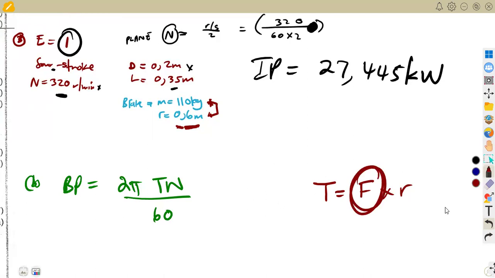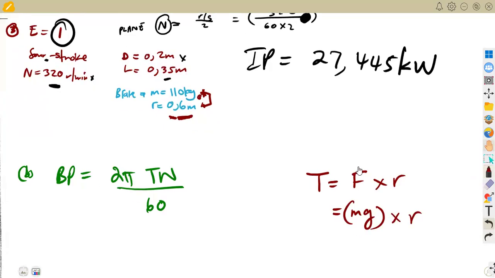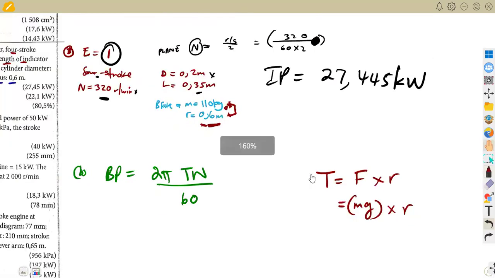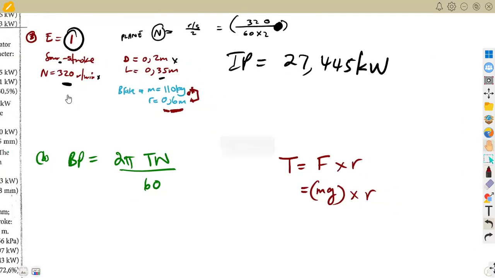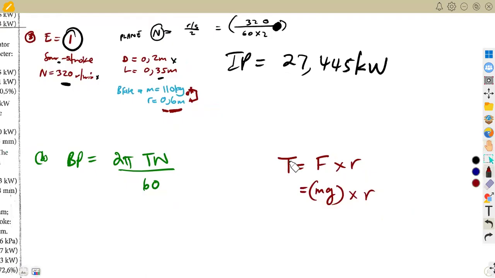No, we do not. We are given the load mass. So the force is going to be mass times gravitational acceleration. According to our syllabus, guys, we are going to use 9,81. Your textbooks can use 9, or 10, or whatever they want, but we use 9,81 meters per square second for gravitational acceleration.